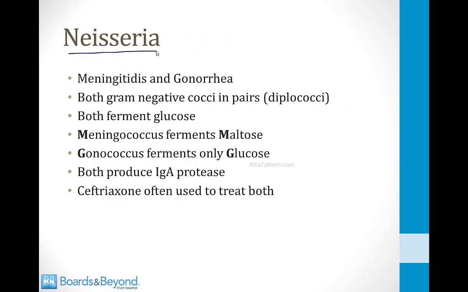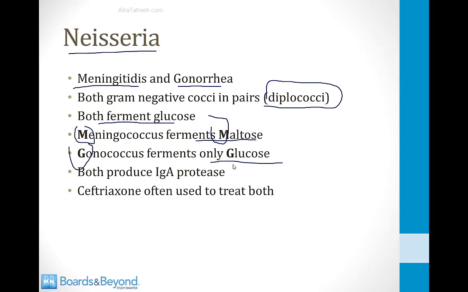Now let's talk about Neisseria, which is a very important bacteria. There are two medically important species of Neisseria, meningitidis and gonorrhoeae. They're both gram-negative cocci that occur in pairs, often described as diplococci. They both ferment glucose, but meningococcus can also ferment maltose, whereas gonococcus ferments only glucose. And you can remember this by the first letter of the name. So meningococcus can ferment maltose and gonococcus can ferment only glucose. And this is the way they're distinguished from one another, by whether or not they're able to ferment and grow on maltose agar. Both produce IgA protease as a virulence factor.